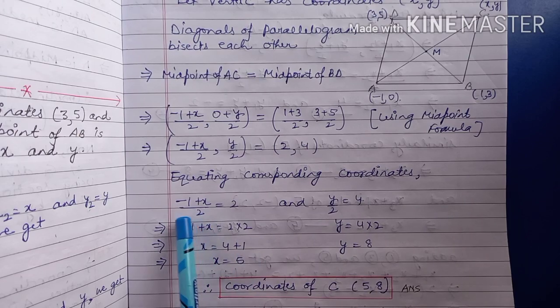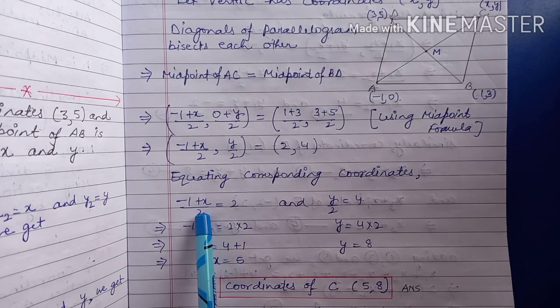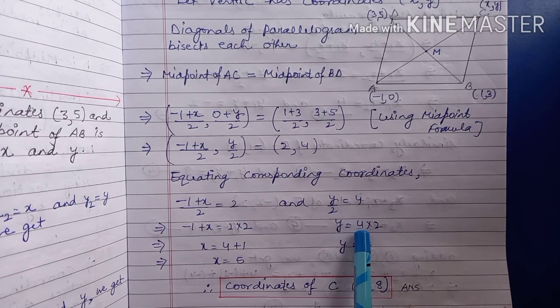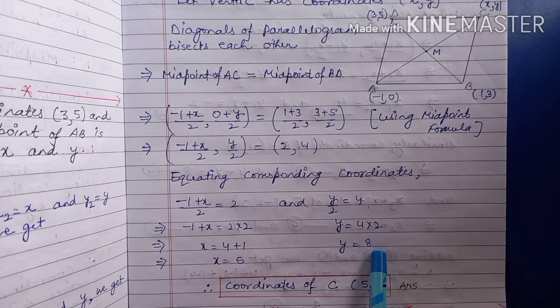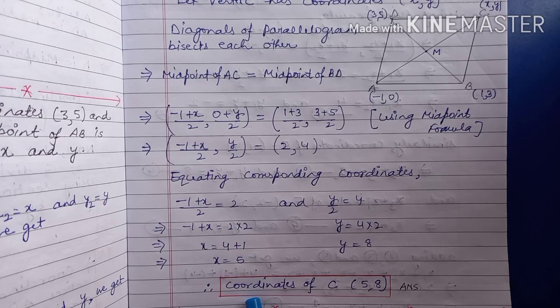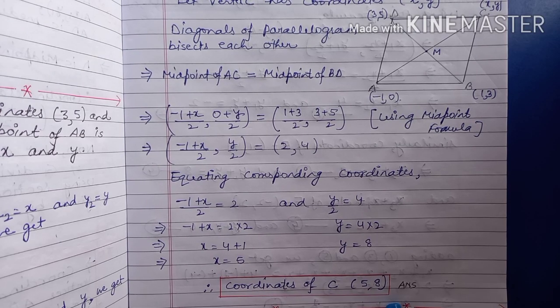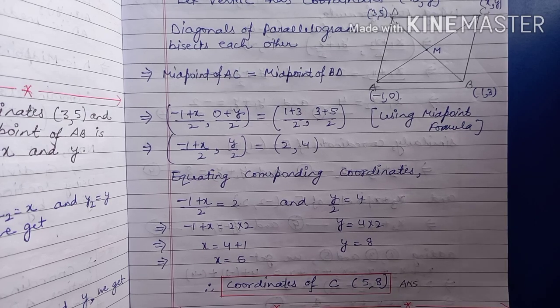Now simplify. Minus 1 plus x, cross multiply, 2 into 2, 4. 4 plus 1, shift minus 1 to the right hand side. So x is equal to 5. And y over 2 is 4, so y is equal to 4 into 2. So y is equal to 8. So therefore the coordinates of the missing vertex, that is C, are (5, 8).